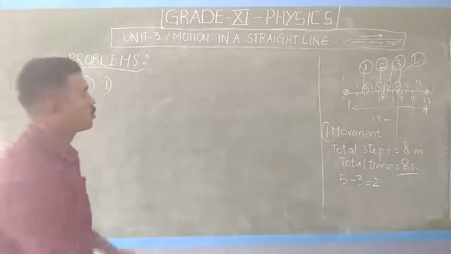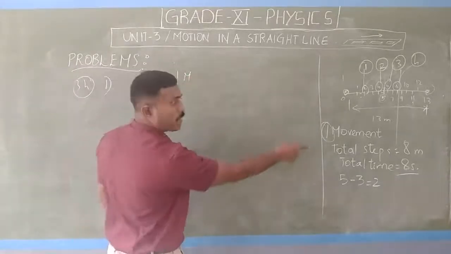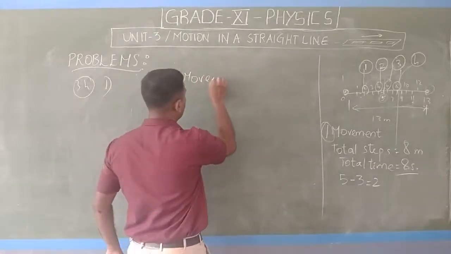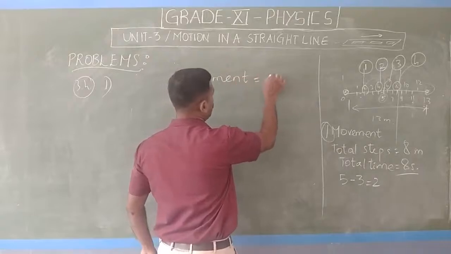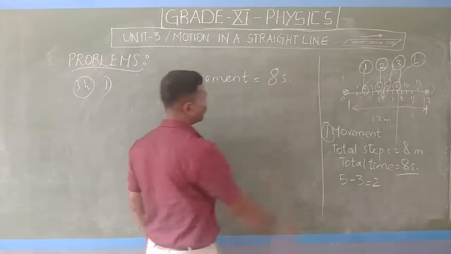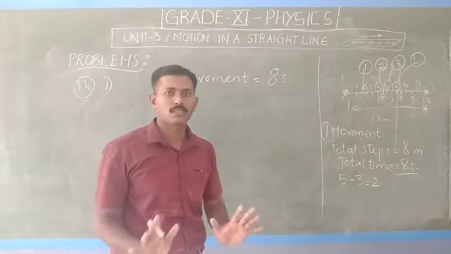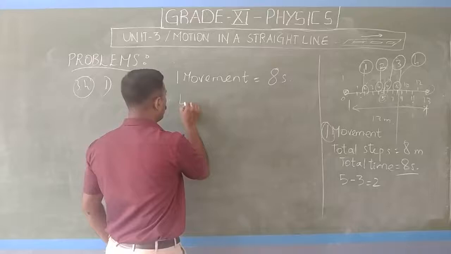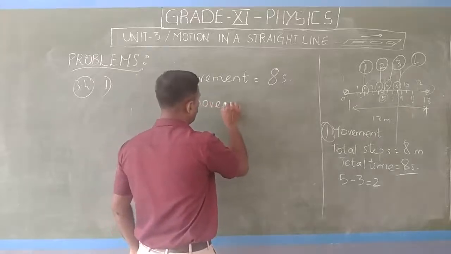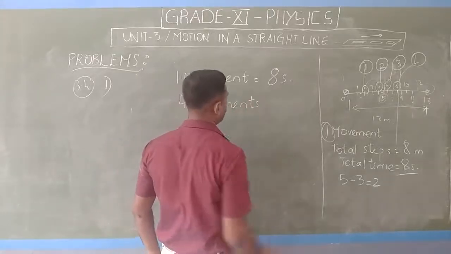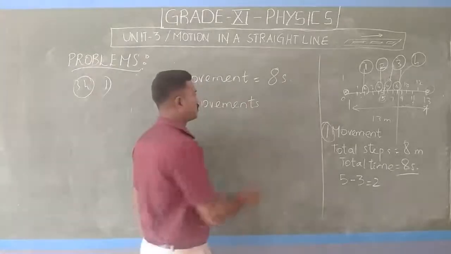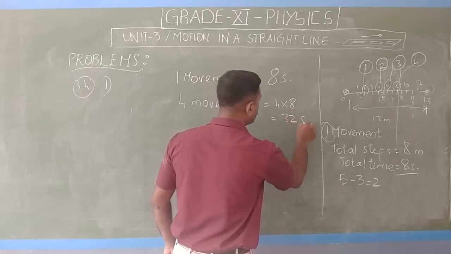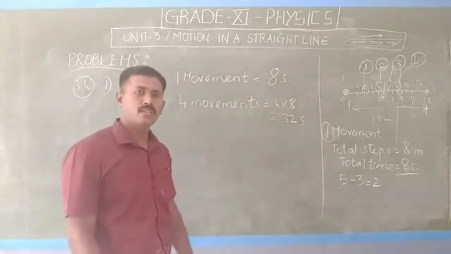So one movement, as I have written, is 8 seconds. How many completed movements? 4 complete movements are gone. So for 4 movements, 4 into 8, that is 32 seconds. Totally 32 seconds.